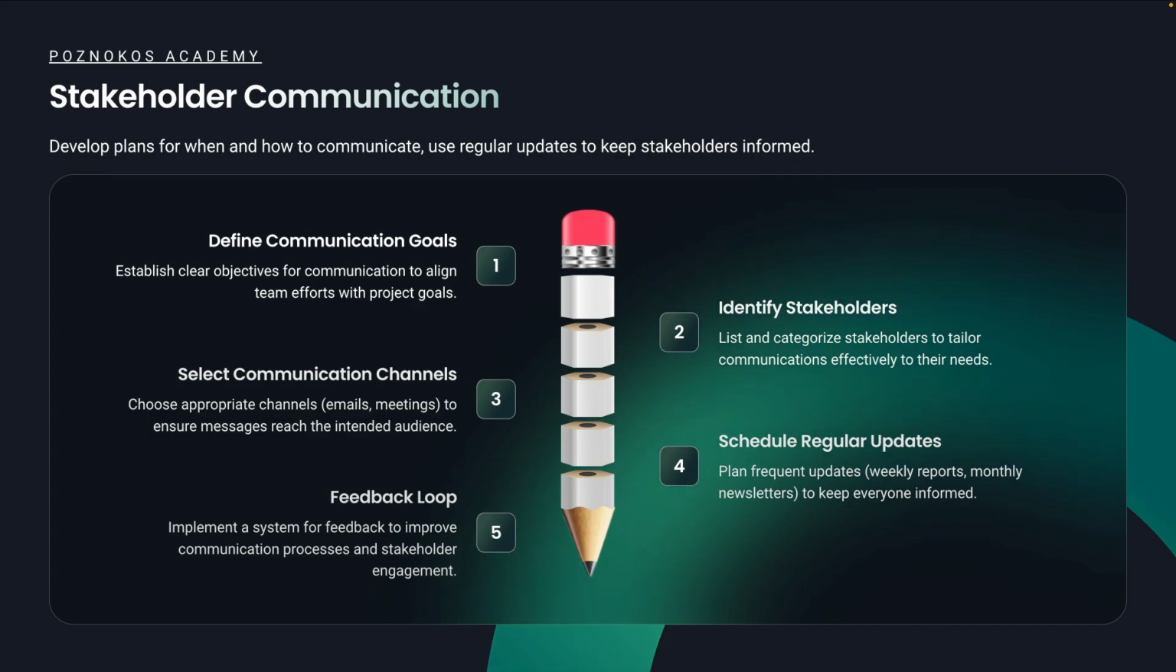Yeah. And next key point, very important, schedule regular updates. You can plan the frequency, like weekly, monthly, or maybe newsletters to keep everyone informed. And of course, you need to set up a feedback loop to review if your communication plan works well for all parties, so that you will know if it's efficient or not, if it requires any adjustments.